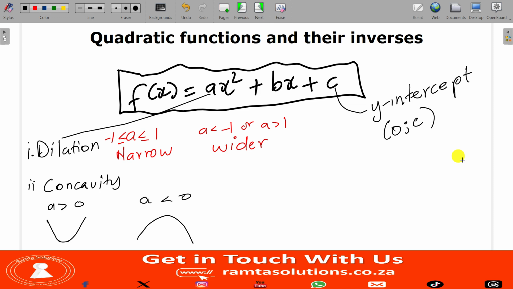I don't know what's happening. Let me switch it off for now. So the y-intercept will have (0, c). So these are all to know about these parameters.